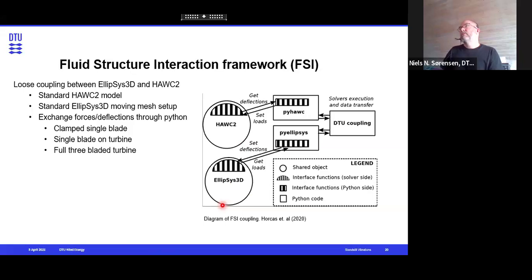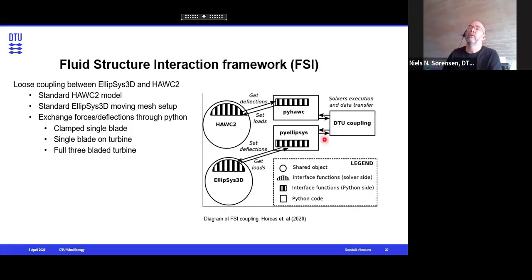If we go one level up in the modeling, we have the full coupled framework. Here we have a loose coupling between our in-house Ellipsis 3D CFD solver and our Hawk 2 aeroelastic code. What we do is take the Hawk 2 code, take away all the engineering aerodynamics, and substitute in the CFD solver for the aerodynamics.